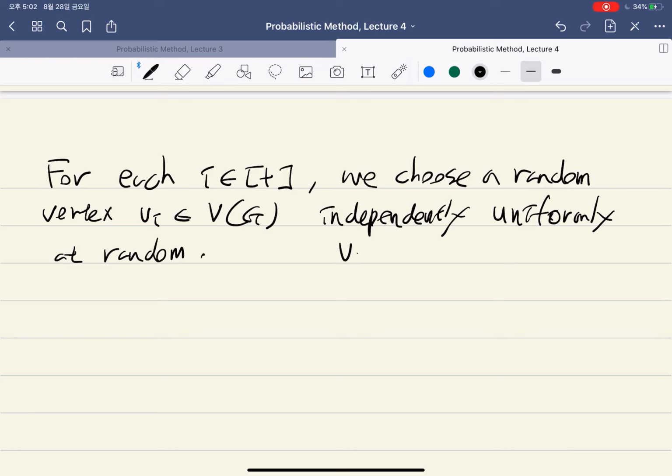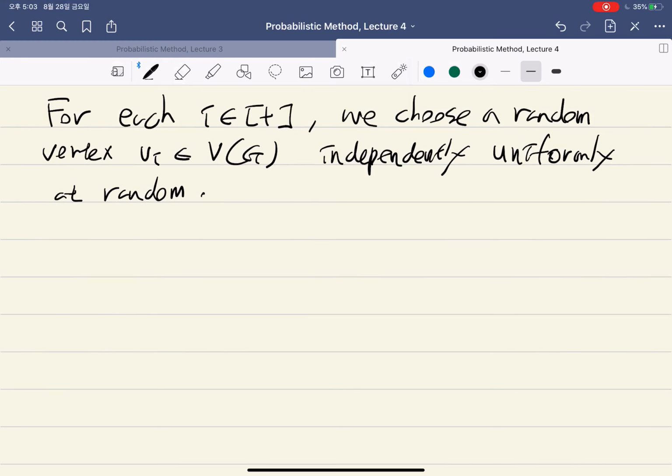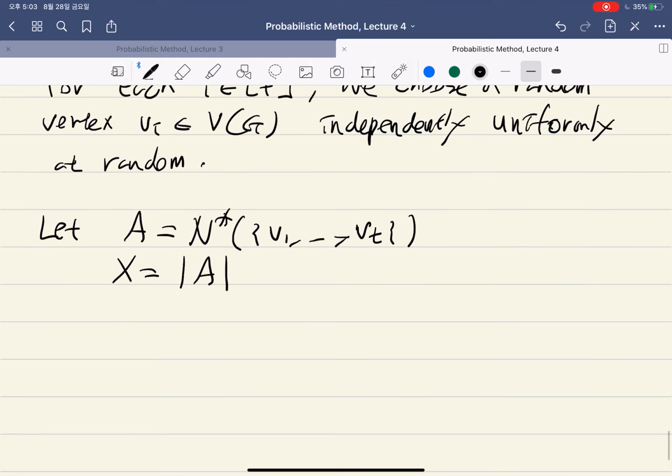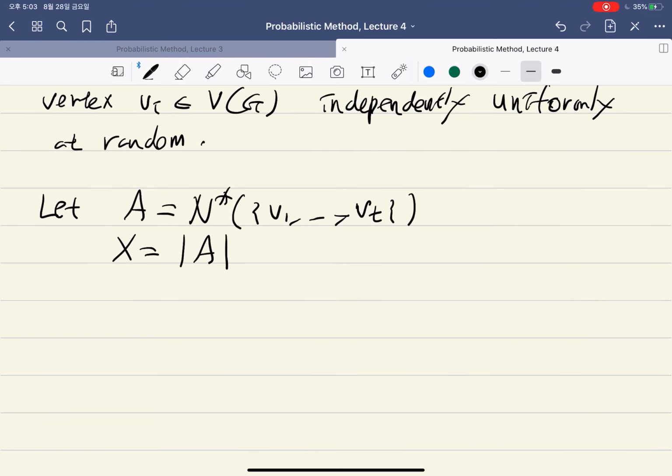So this means that Vi equal to Vj could happen. It's not necessarily disjoint vertices. You choose one vertex, then a second vertex, a third vertex, and the same vertex could be chosen. And let's say A is the common neighborhood of these T vertices, and let X be the random variable denoting the size of A.